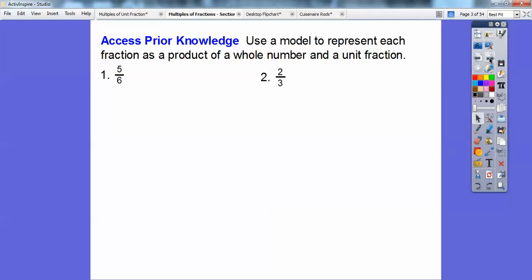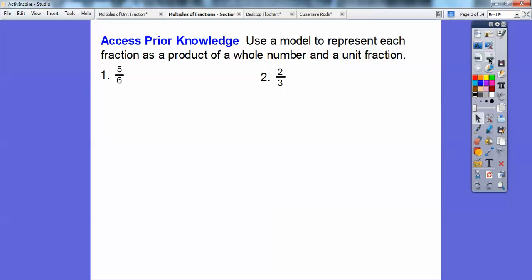So here we're going to access some prior knowledge. Use the model to represent the fraction as a product of a whole number. So product means multiply, you guys. So as a multiplication of a whole number and a unit fraction. Remember, a unit fraction has 1 in the numerator. Okay, so here's 5/6.